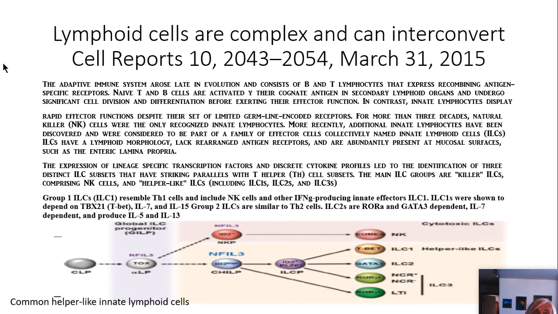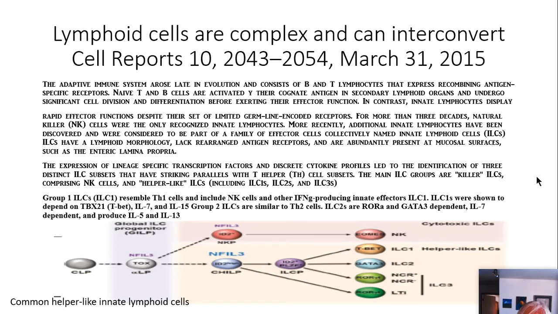That dogma's gone. The beautiful thing about science is things are always changing. You follow the facts and you try to find truths with a small t so you understand the phenomenology of the biology. Then you can do things like describe it like we're doing today in lecture. Okay. All right. For more than 3 decades, since this whole thing was discovered, natural killer cells, I love those cells, NKs, were the only recognized innate lymphocytes, and they're very important, and we've talked about them in lecture. But more recently, additional innate lymphocytes have been discovered and were considered to be a part of the family of effector cells collectively named ILCs, innate lymphoid cells.